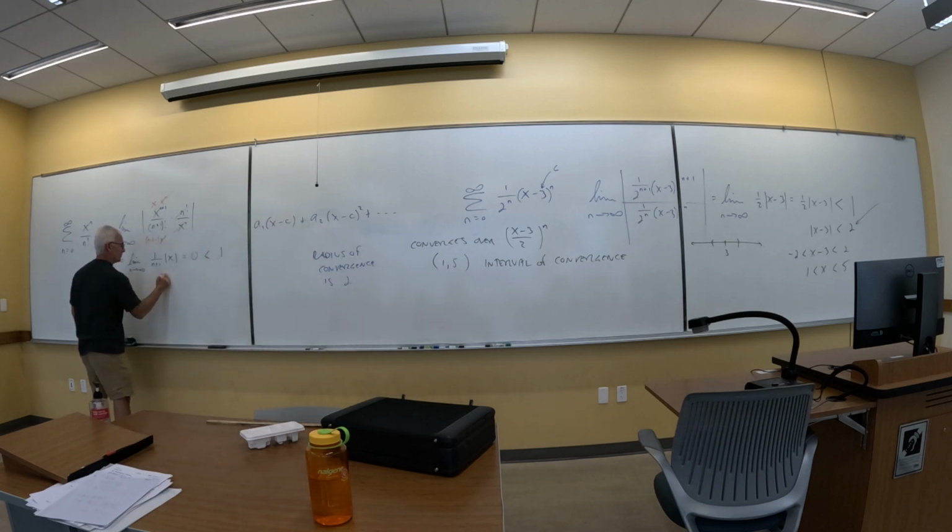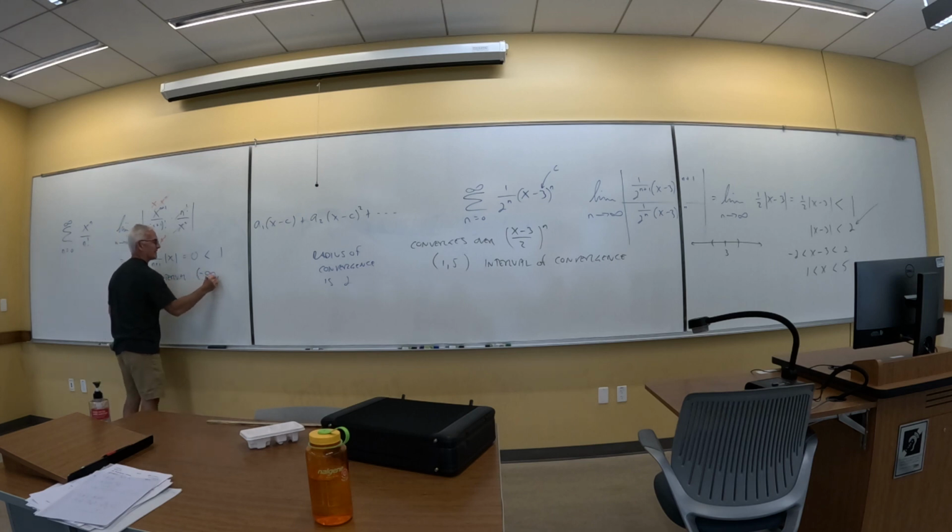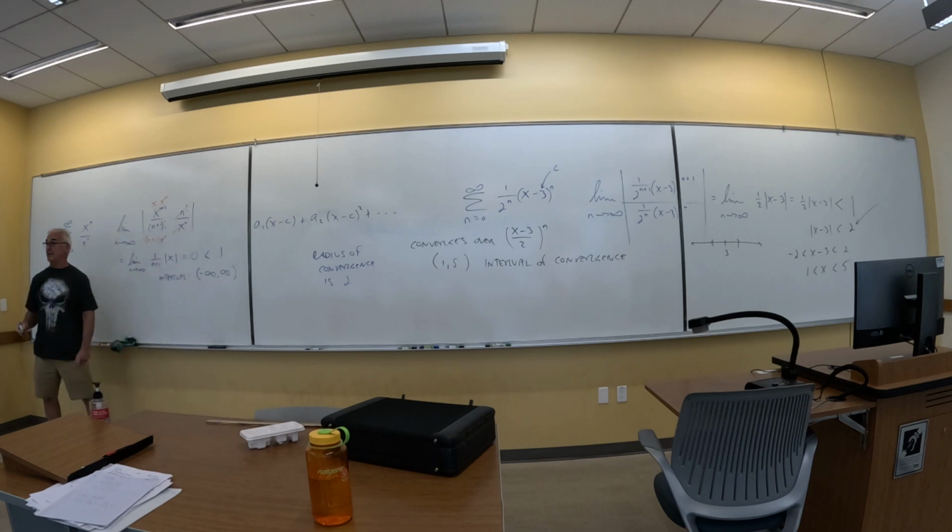So my interval is what? Negative infinity to infinity. So therefore my radius is infinite. Do you see an infinity in the calculation? No. You're saying this is true for all real numbers. That's why it's negative infinity to infinity.